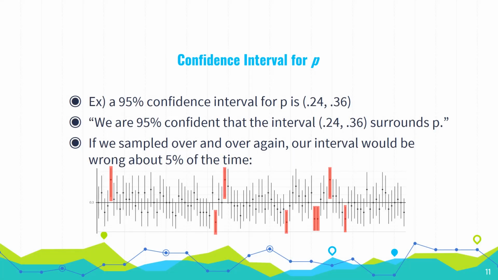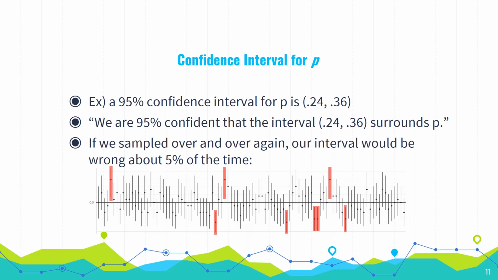And here's kind of an example of understanding how to interpret confidence intervals. So let's say you make a confidence interval for the population proportion. Say, okay, I'm going to estimate with 95% confidence that p is between 0.24 and 0.36. So let's say that was my conclusion. I could say in words, we are 95% confident that the interval from 0.24 to 0.36 surrounds or captures p, the population proportion. I'm 95% confident in this interval.